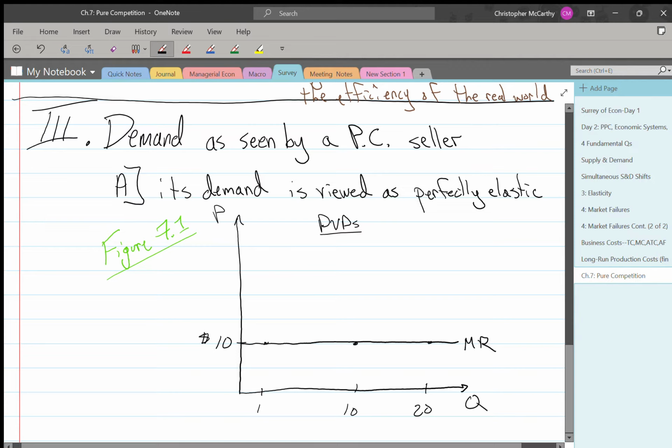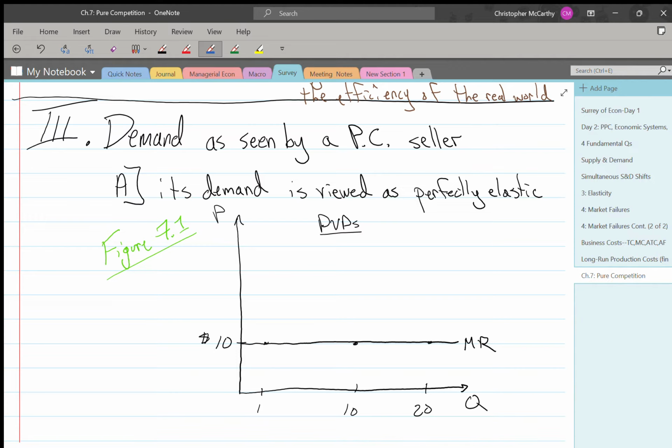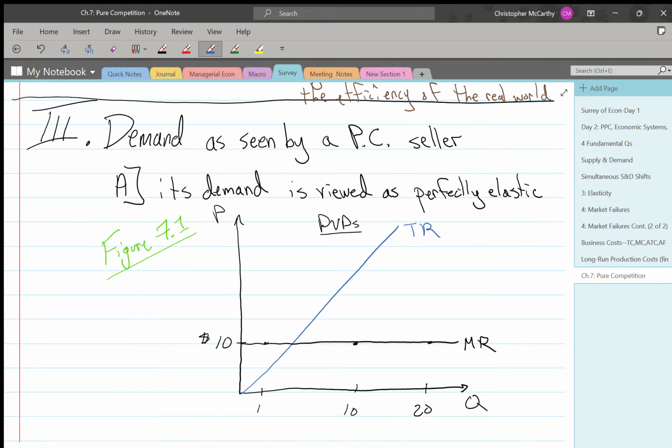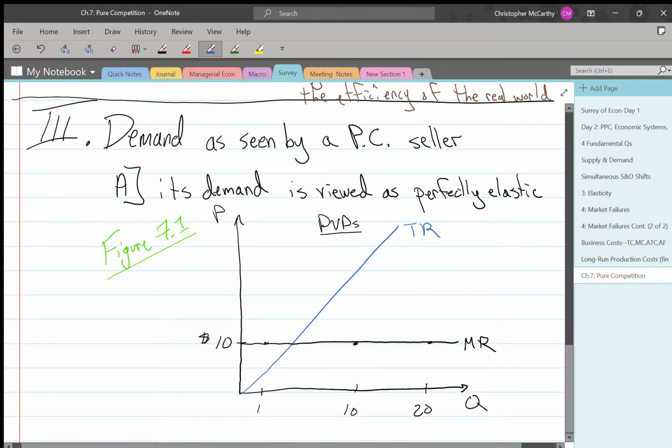Now, this doesn't mean that you don't have an upward sloping total revenue curve. You still do. Your total revenue is still increasing every time you sell something. It's just that the price at which you sell it does not change, right? We're price takers.